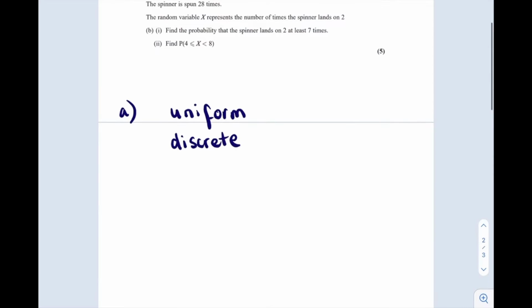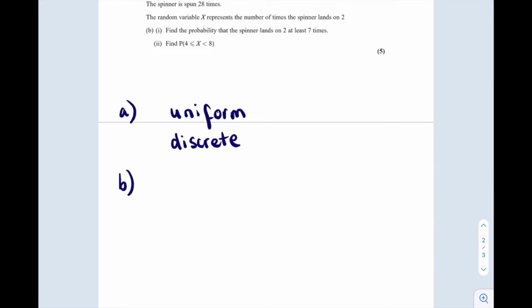Okay, so this spinner is spun 28 times. The random variable capital X represents the number of times the spinner lands on 2. So we've got a number of trials, so that's 28, all independent. So every time you spin this spinner, it makes no difference to the score. Each time you spin it, it's independent. So the success in this case is landing on a 2. And the probability of landing on a 2 is 1/5 or 0.2.